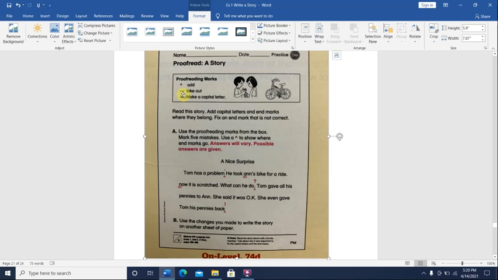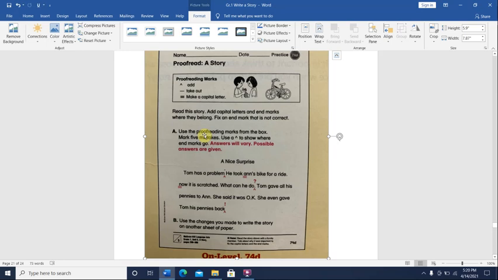A nice surprise. Tom has a problem. He took Anne's bike for a ride. Now it scratched. What can he do? Tom gave all his pennies to Anne. She said it was okay. She even gave Tom his pennies back.